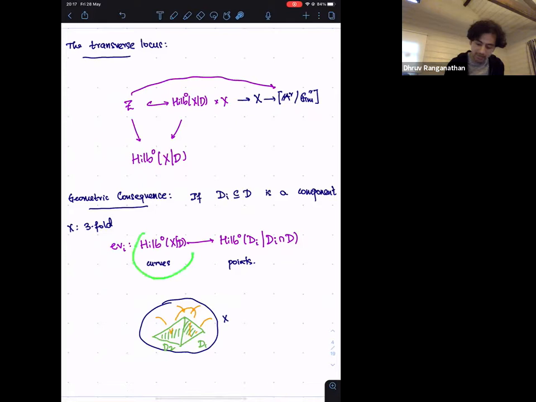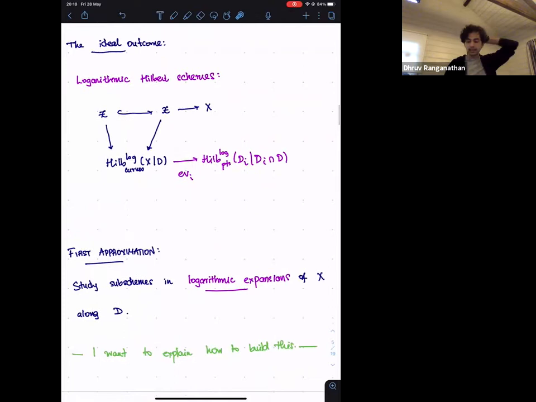And so it's just a way of connecting the Hilbert scheme of curves to the Hilbert scheme of points on a surface, which is maybe a worthwhile thing to try and do. Okay, but that connection only works on this part for now. Right? So the ideal outcome, what we were trying to do in many ways, is to try and compactify this problem with this structure.